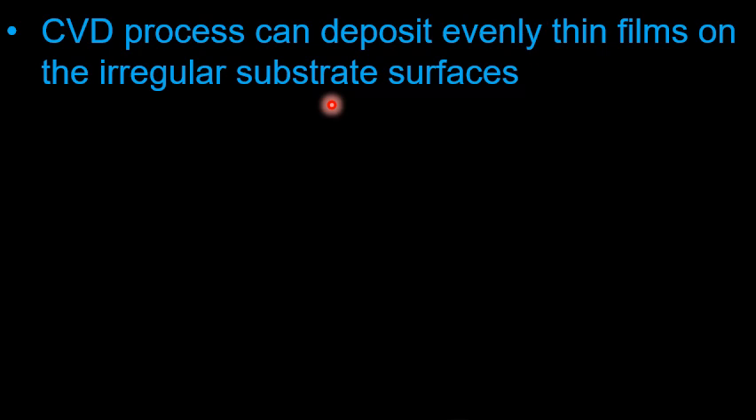Whereas, as I've discussed, PVD is a line of sight process, so you basically get a deposited thin film in a specific direction, in a certain position of the substrate. That's the reason you can have a non-uniform deposition in a physical deposition process as compared to a chemical vapor deposition process.